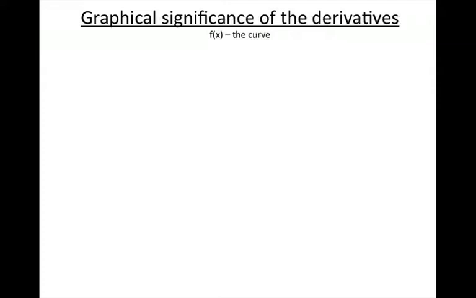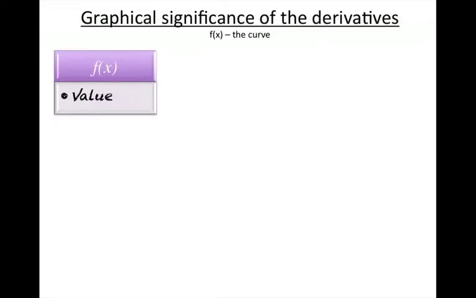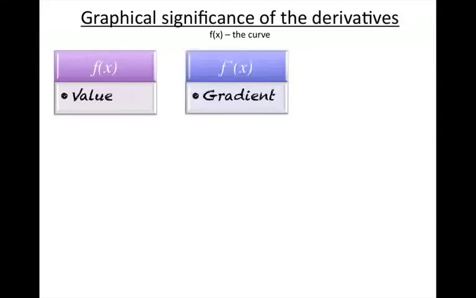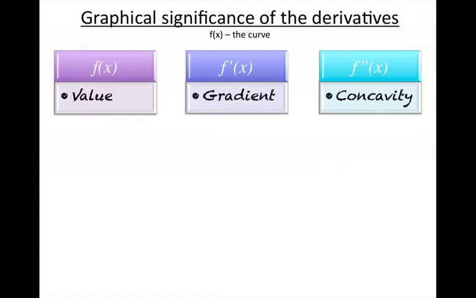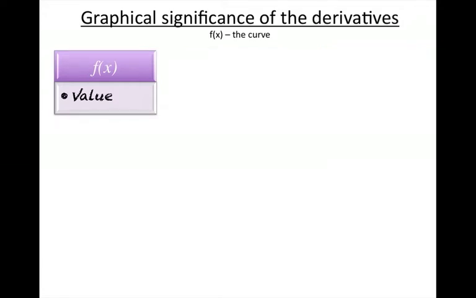So our three functions we're going to work with are the f of x, which is the original curve, and what the f of x tells you is the value of the curve, whereas f dash x, which is the first derivative, tells us the gradient of the curve, and the f double dash x, which is the second derivative, tells us the concavity of the curve. Let's explore each of those a little further. Firstly, the f of x.